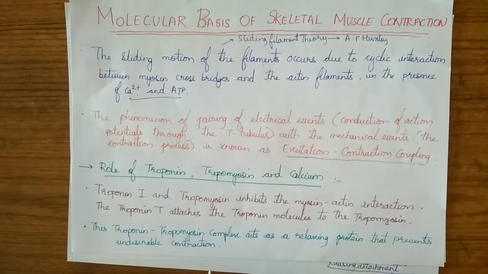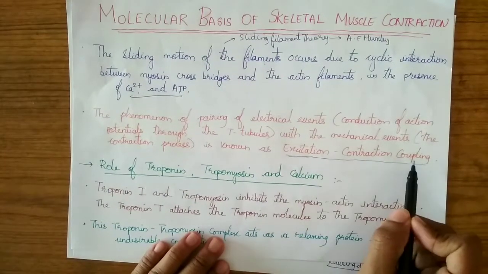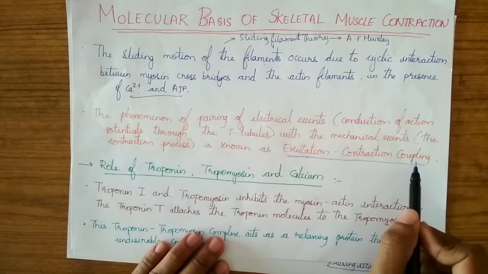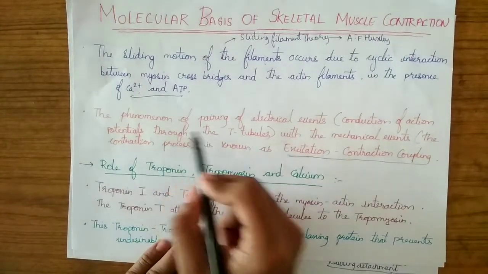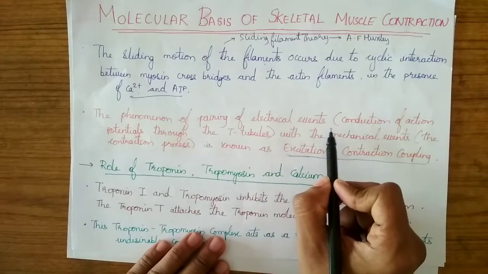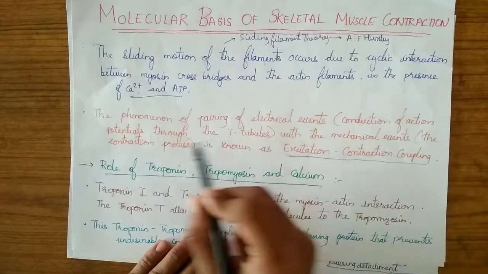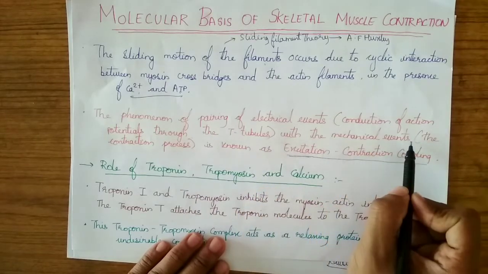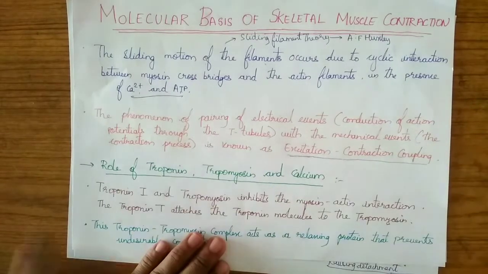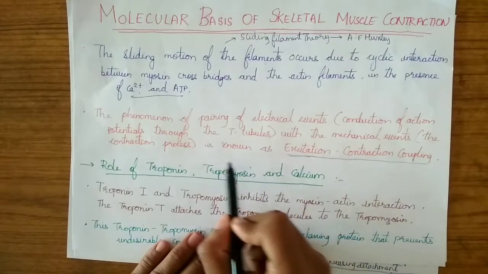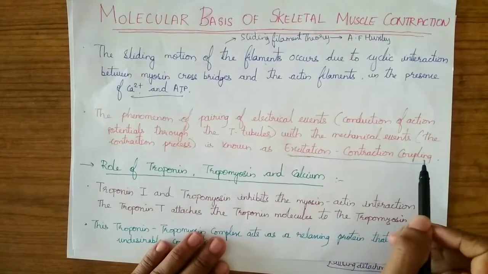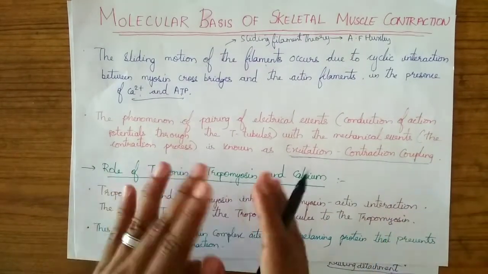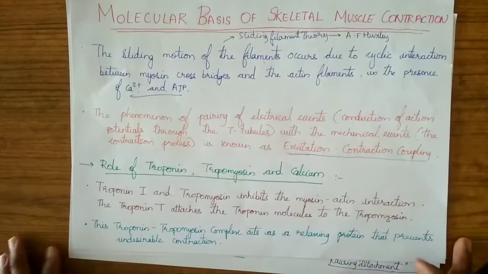So in the exam they may ask what is excitation-contraction coupling. So it is an important definition. It is the phenomenon of pairing of electrical events, that is nothing but the conduction of action potentials through the T tubules, with the mechanical events. Mechanical events is nothing but the contraction process. It is known as the excitation-contraction coupling. So it is the pairing of these electrical and mechanical events.